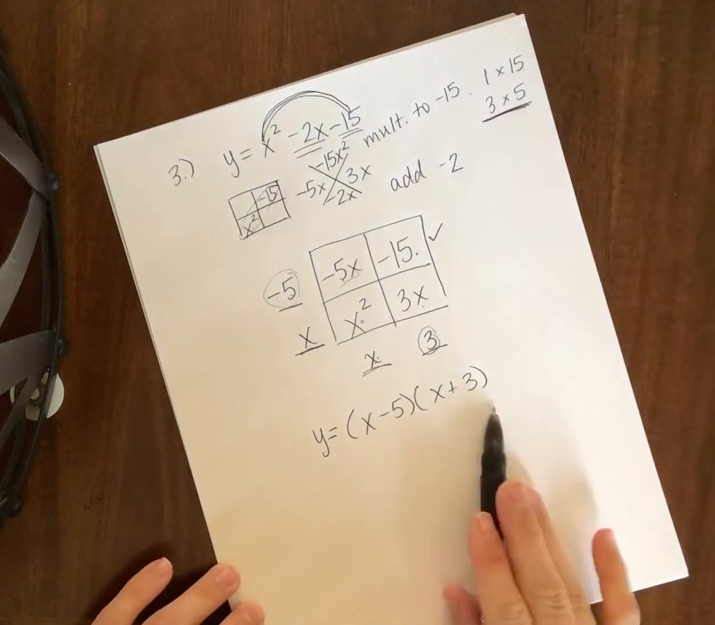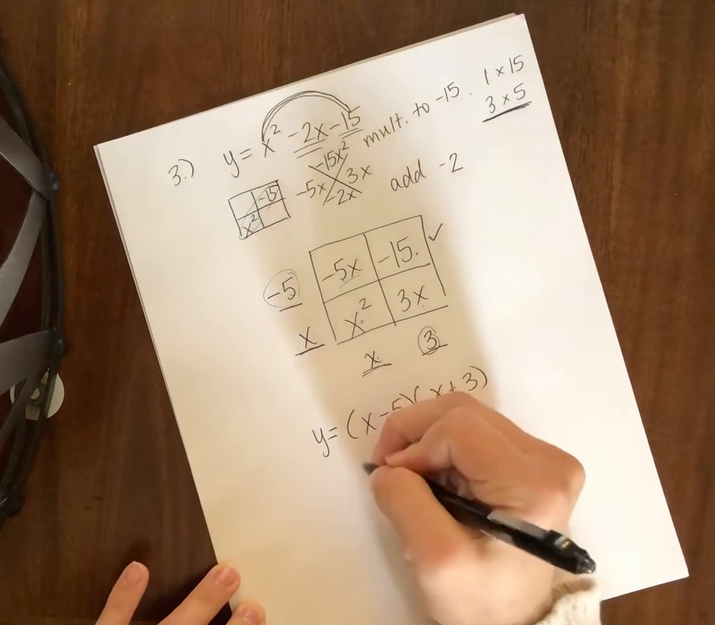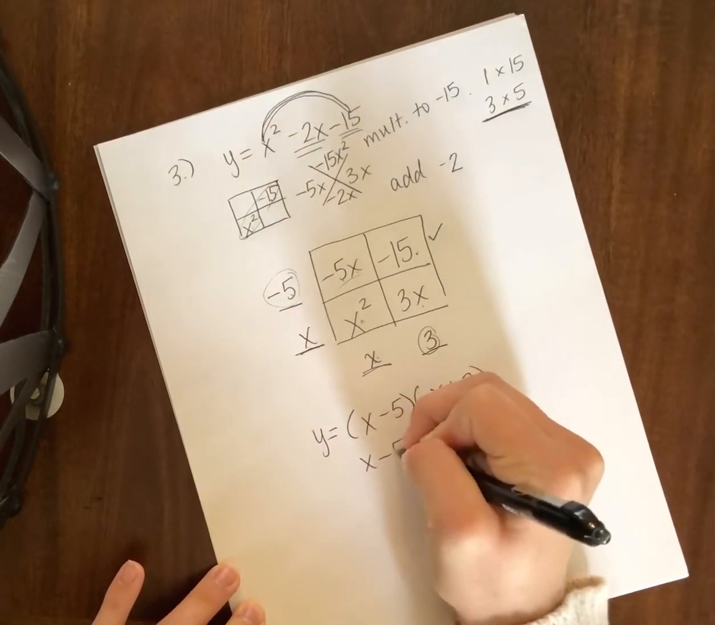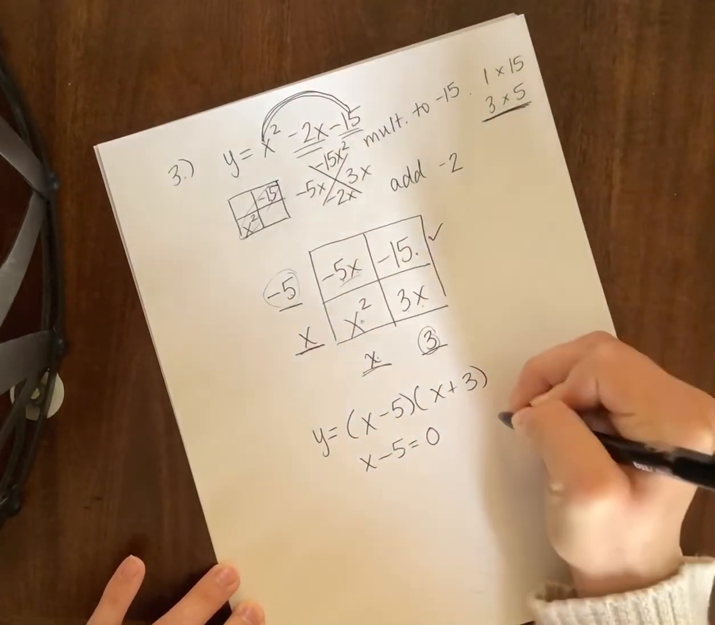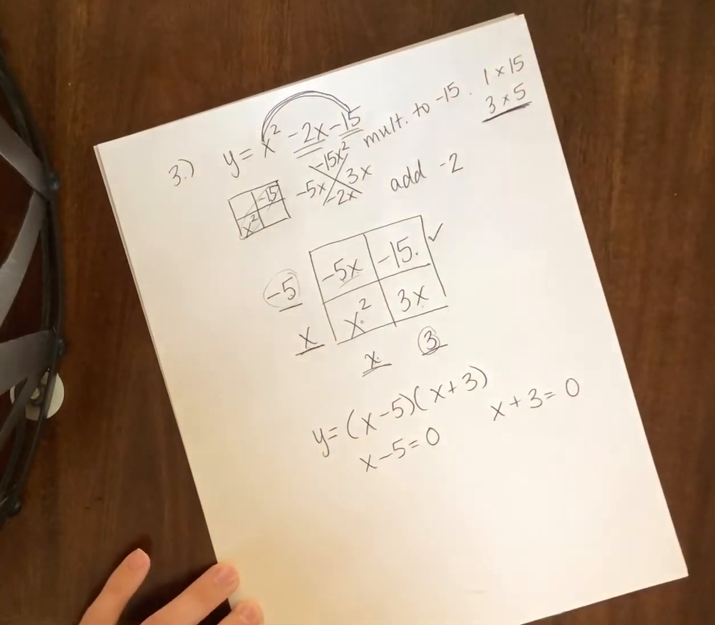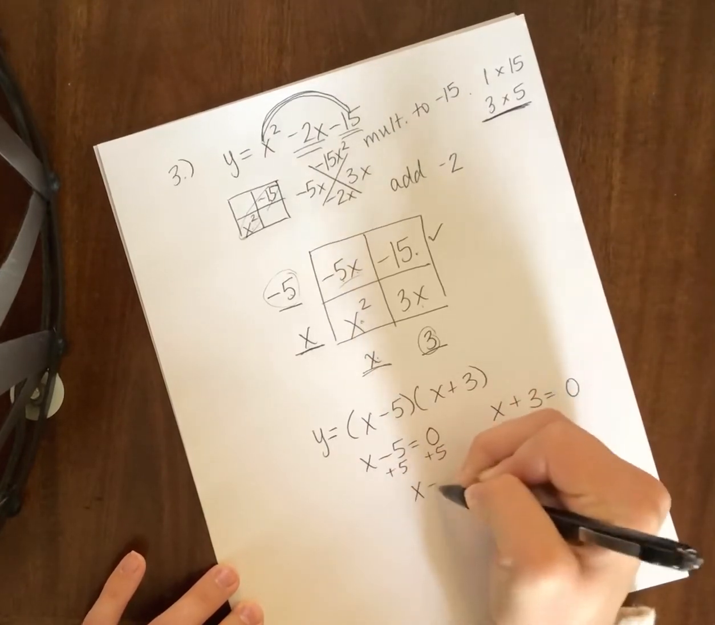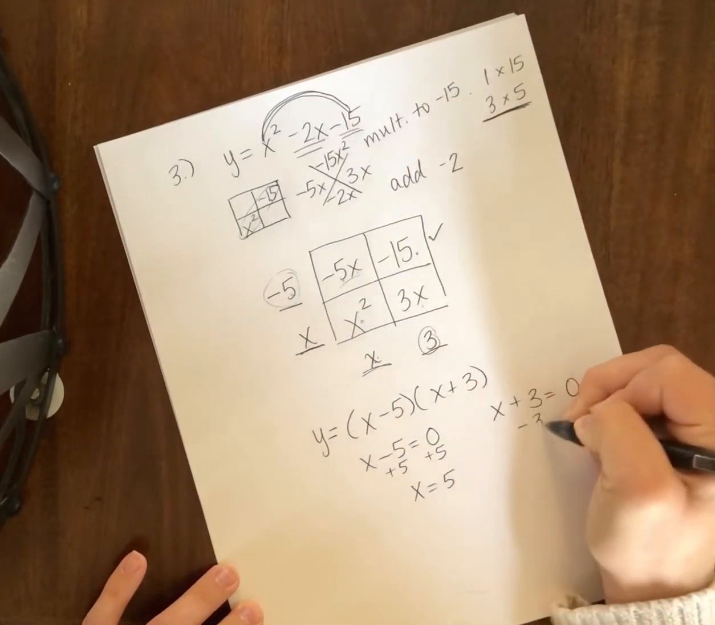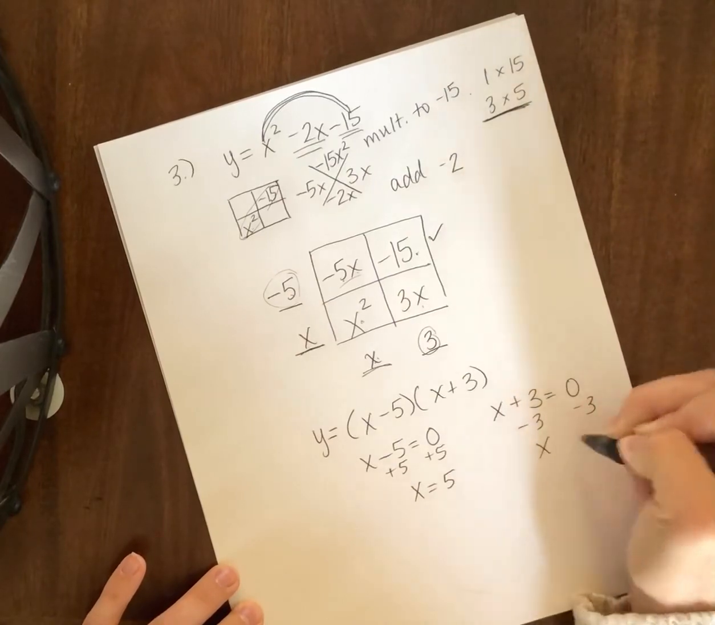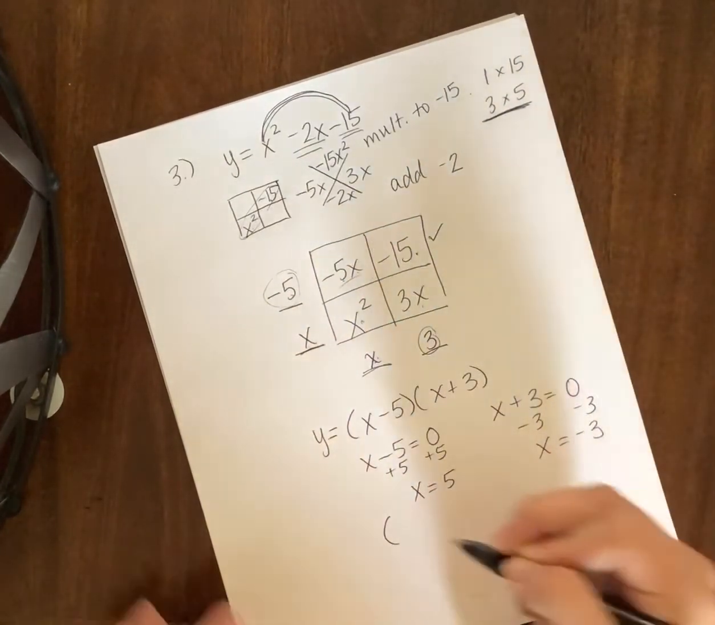I still have to get the x-intercepts, meaning setting these equal to 0 and solving for x. So x minus 5 equals 0, and x plus 3 equals 0. Solving for x, add the 5, so x equals 5. Subtract the 3, and x equals negative 3. Now write them as x-intercepts, as coordinates.